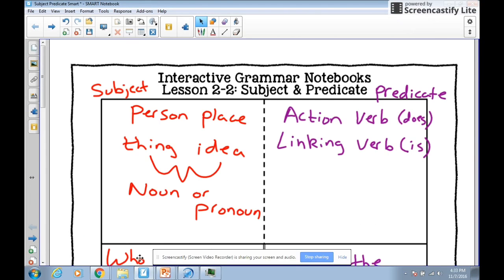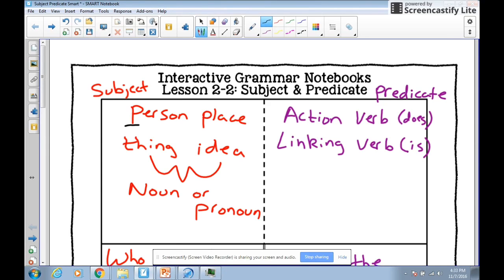In this video, we're going to discuss subjects and predicates. The reason we talk about subjects and predicates is because every complete sentence needs a subject and a predicate. So this is going to be the foundation that we build, and then after this, we're going to start looking at sentences that are not complete and why they're not complete. So let's start talking about subjects.